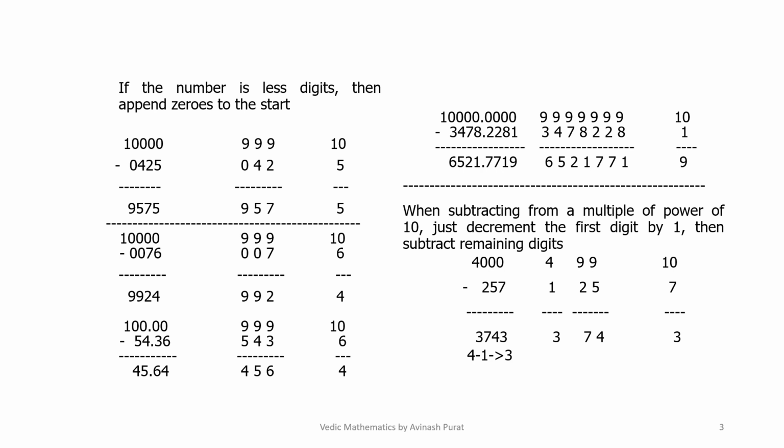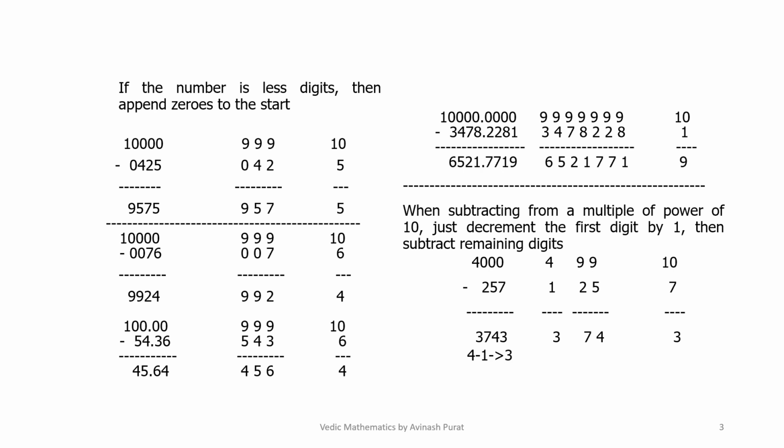10,000 minus 3478.2281 is calculated like this: 9 minus 3 is 6, 9 minus 4 is 5, 9 minus 7 is 2, 9 minus 8 is 1, 9 minus 2 is 7, 9 minus 2 is 7 again, 9 minus 8 is 1, and 10 minus 1 is 9. So the answer is 6521.7719.